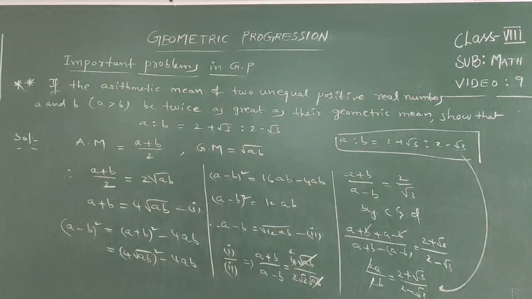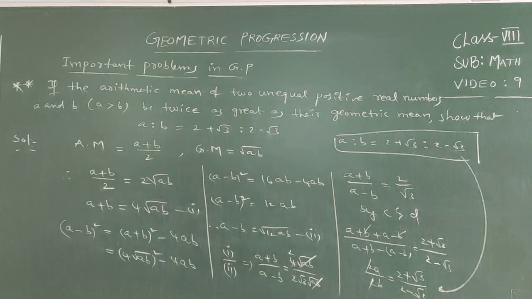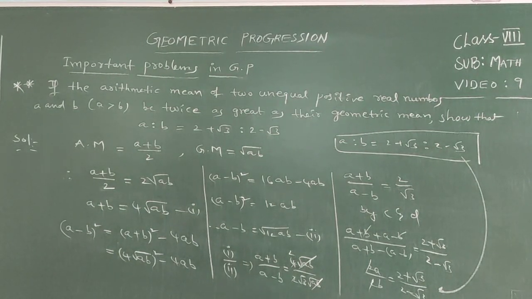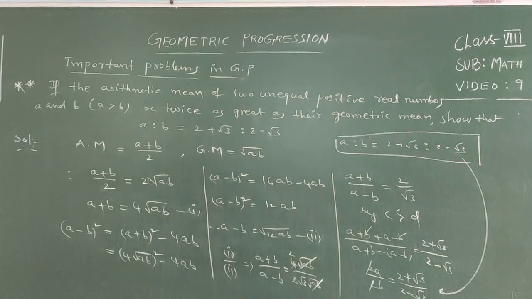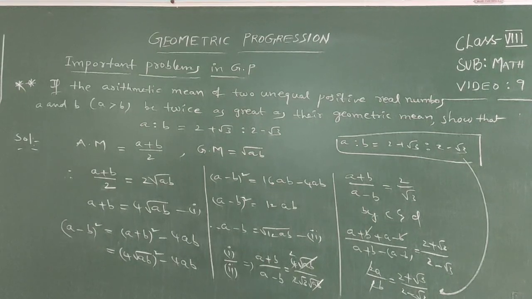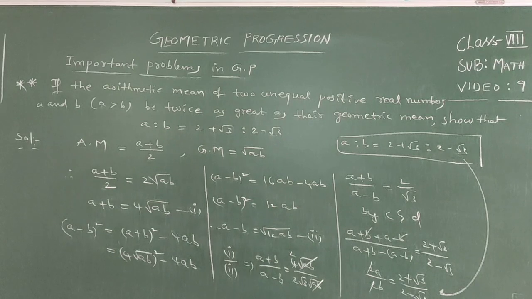With the help of componendo and dividendo, a by b equal to c by d means a plus b by a minus b equal to c plus d by c minus d. By using that one, a plus b by a minus b equal to 2 by root 3. So a plus b plus a minus b by a plus b minus of a minus b equal to 2 plus root 3 by 2 minus root 3.